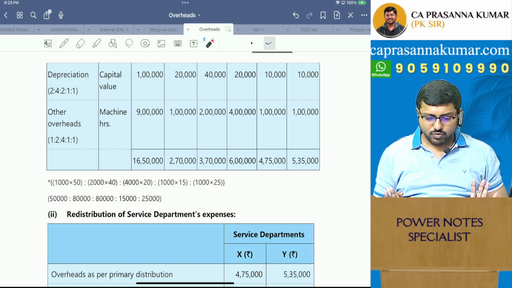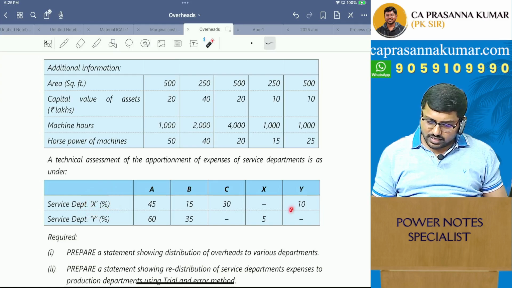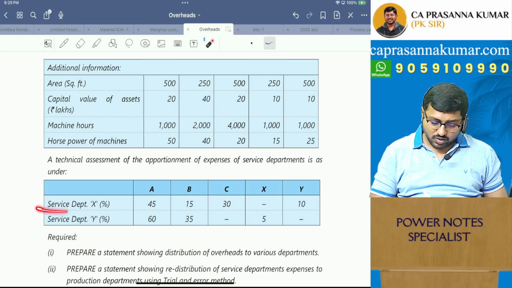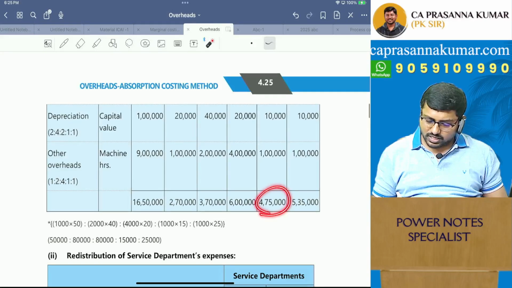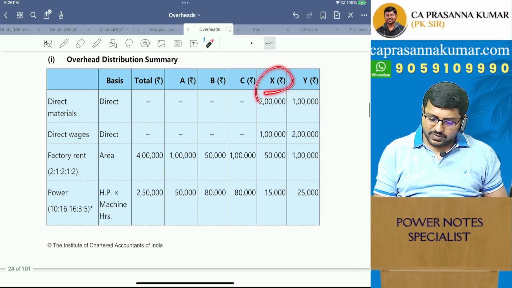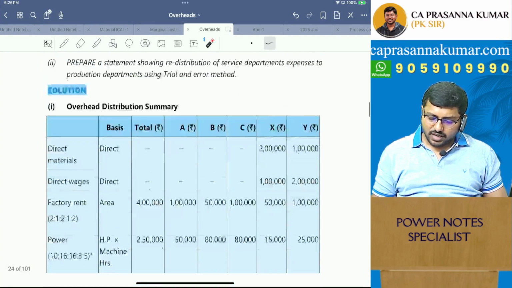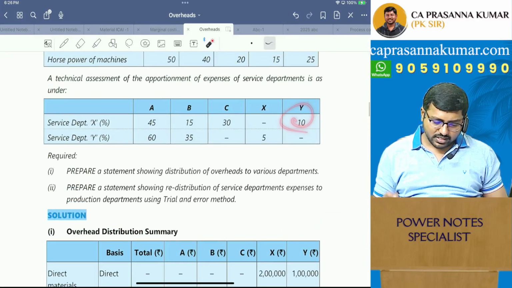In secondary distribution, what are you going to do? Very simple. Look at the service departments. X gives 10% to Y. Y gives 5% to X. So first you need to find out the total cost of X and the total cost of Y. Are you thinking the total cost of X and Y is 4,75,000 and 5,35,000? No. X is 4,75,000 plus what X gets from Y, which is 5% of Y. And Y is 5,35,000 plus 10% of X. Correct? You got the point?